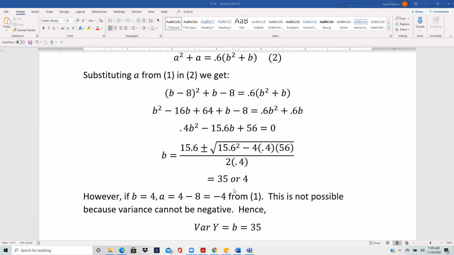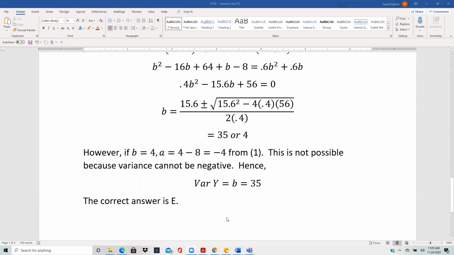However, we have to be alert, because remember A was B minus 8. And so if B is 4, A will be 4 minus 8 equals negative 4. But A and B cannot be negative, because they are variances of a distribution, and variance can never be negative. So that's why B cannot be 4. So B has to be 35, which is choice E.